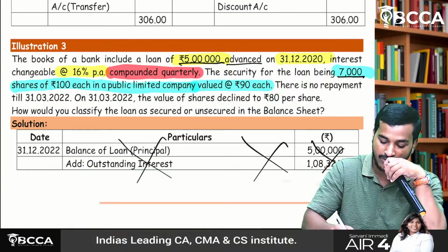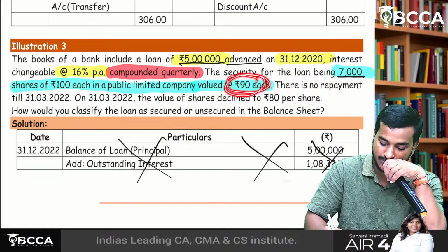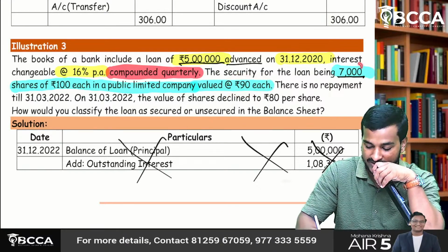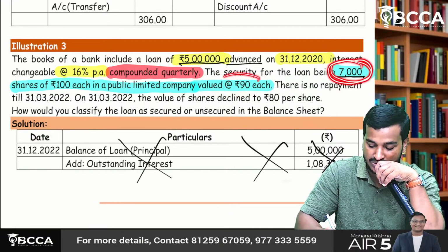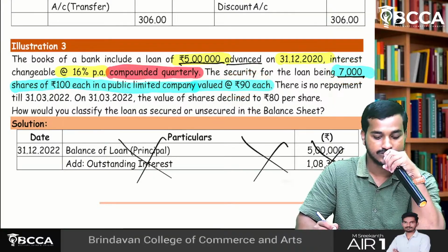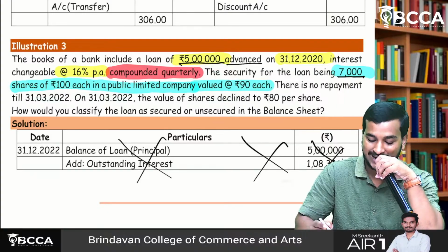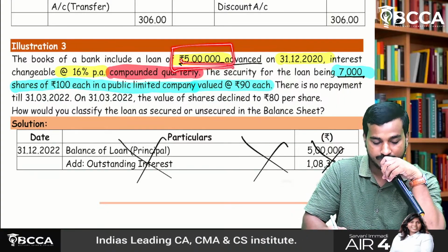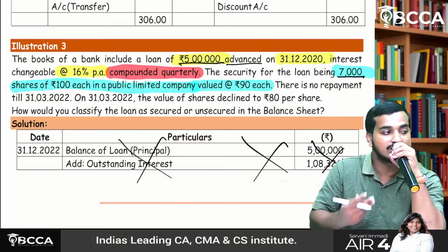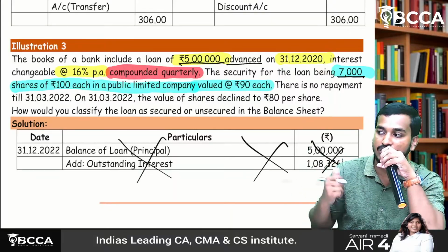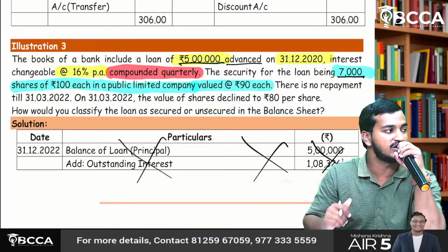So as of now, what is the share value? 90 rupees. How many shares are given? 7,000 into 90, say 6,30,000. What is the loan amount? Obviously, our secured value should be more than our loan amount. Otherwise, the banker will not give you a loan.